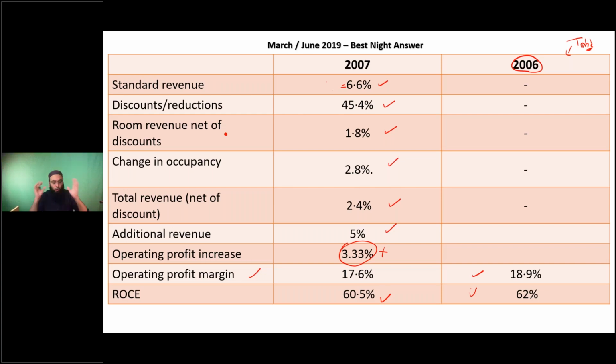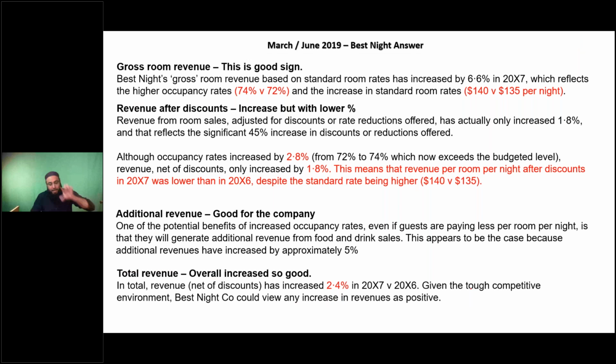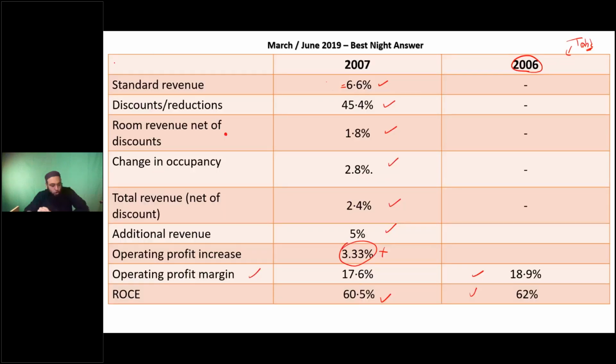Listen, subheadings are important, and under each subheading, paragraphs are important. So listen to what I'm doing here. First, this is the first subheading that I've used here: gross room revenue. So if I say gross room revenue increased by 6.6%, be with me. So calculation, comment, and discuss.